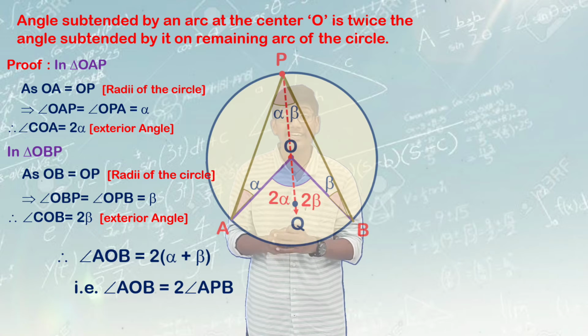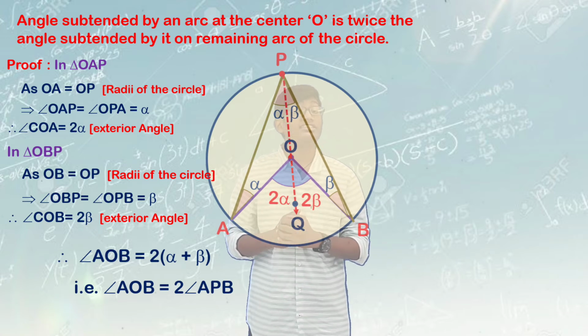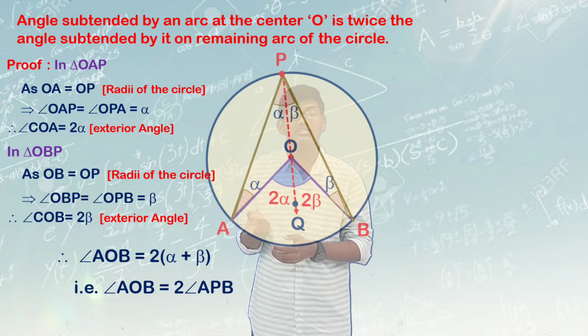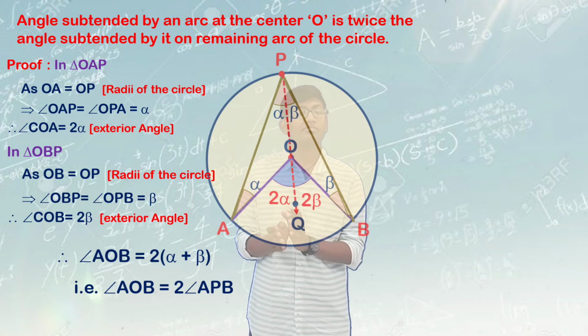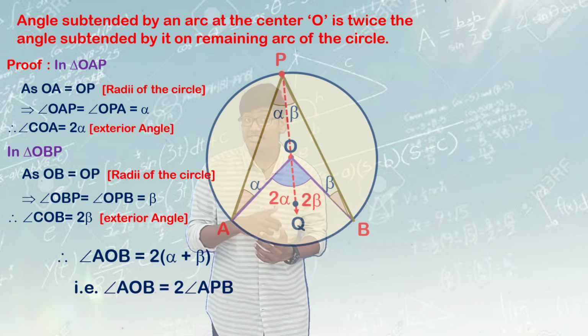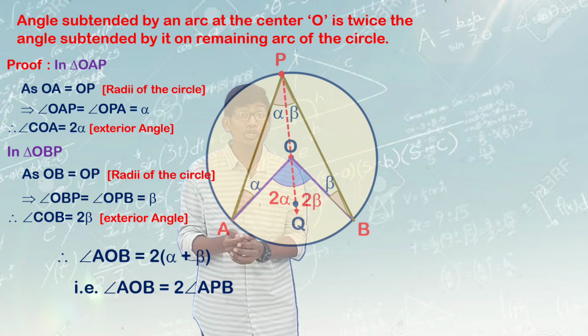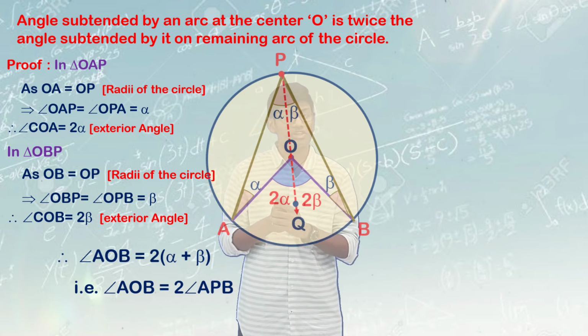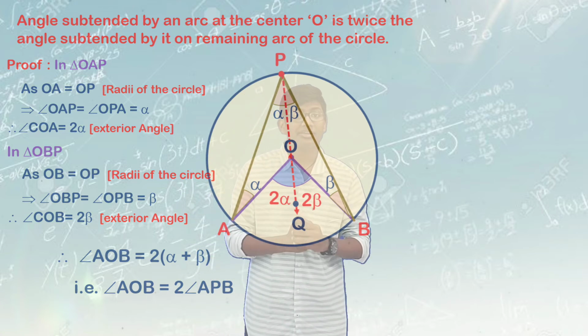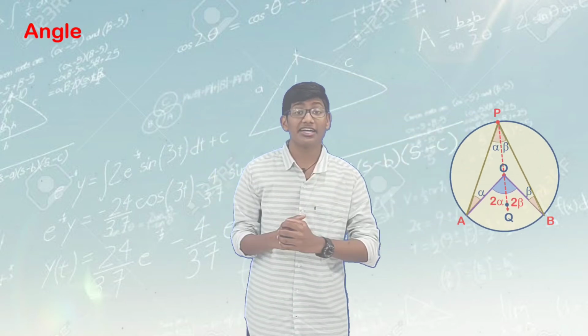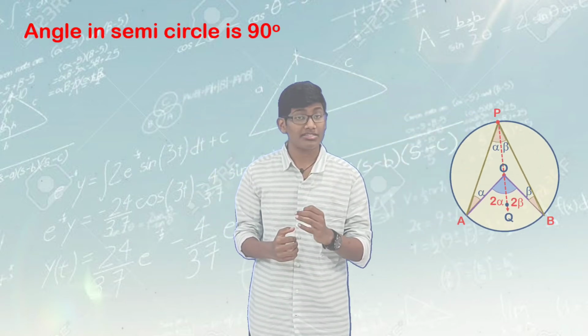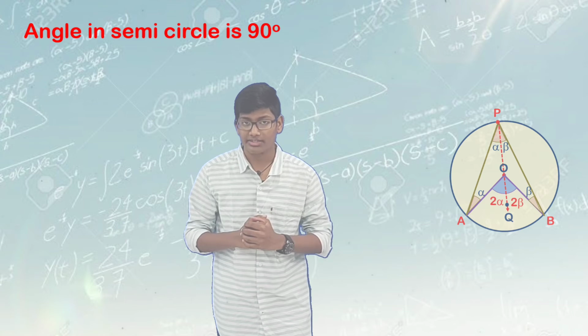Hence it is proved that the angle at the center is twice the angle at the remaining arc of the circle. Now this theorem is proved, but the second theorem can be proved using this theorem only. Now let us continue with the second theorem. The second theorem states that the angle in a semicircle is always 90 degrees.